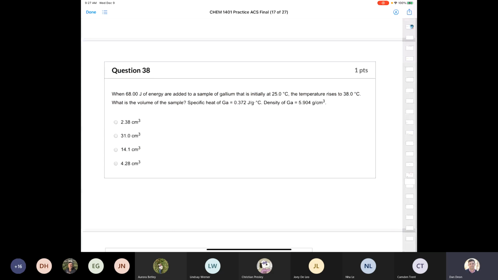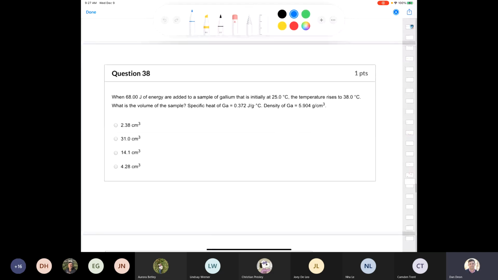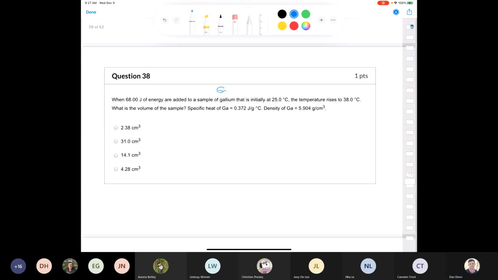Okay, question number 38. We are continuing on in Chemistry 1401 with the final exam review. The question says, when 68 joules of energy are added to a sample of gallium that is initially at 25 degrees Celsius, the temperature goes up from 25 to 38 degrees Celsius. What is the volume of the sample?